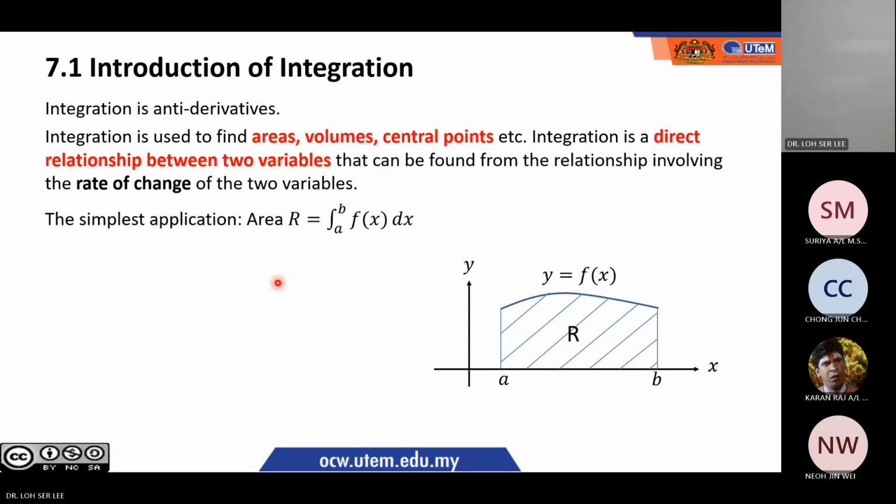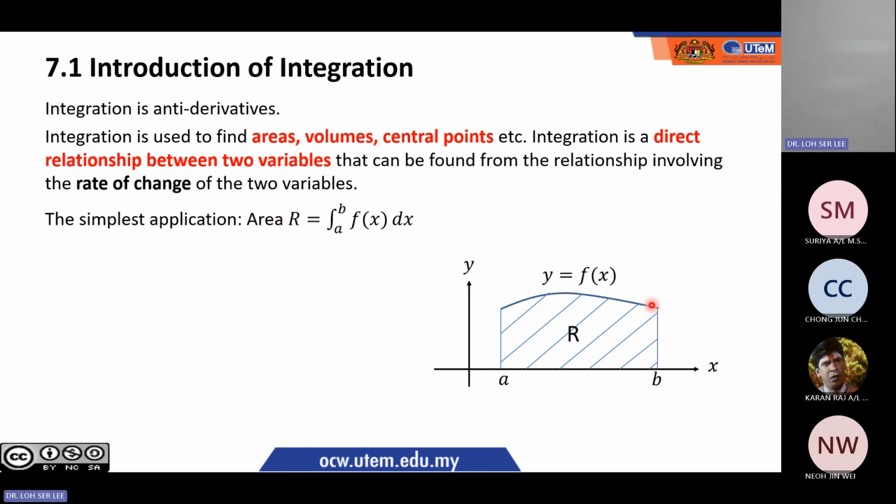Differentiation is derivatives. So integration is anti-derivatives. Integration is used to find areas, volumes, central points. Actually, you will see how to get this in EM2. Integration is a direct relationship between two variables that can be found from the relationship involving rate of change. Normally it involves the rate of change in the engineering field.